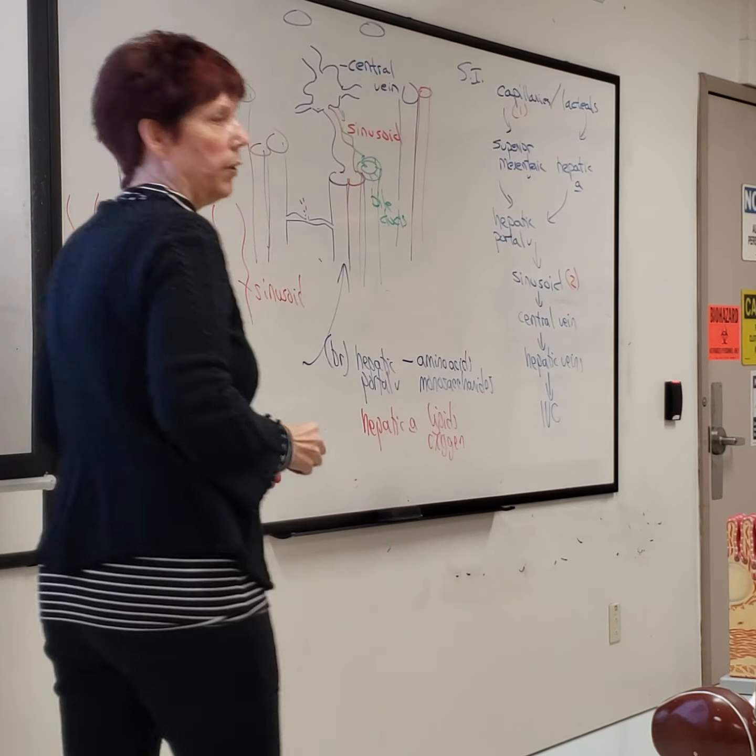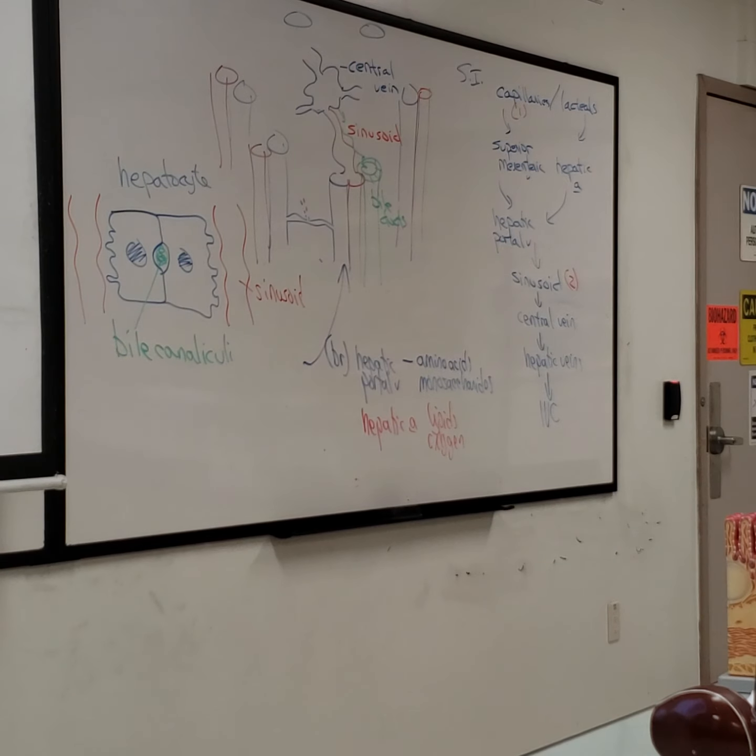You'll notice I drew three structures up there: a branch of the portal vein, a branch of the hepatic artery, and a bile duct. Okay, the bile canaliculi running in to form the larger bile duct. The vessels are lined with what type of epithelia? Simple squamous.